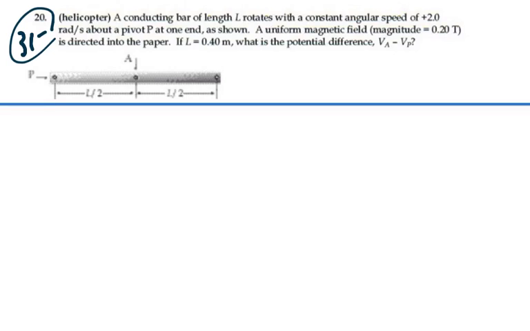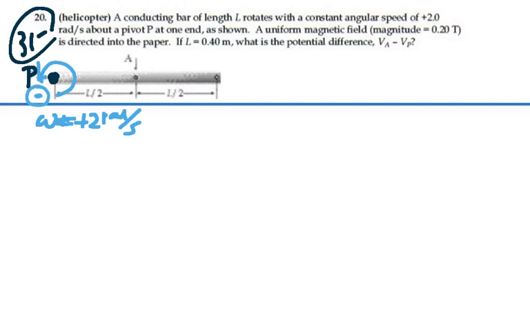Here's our pivot at point P, and we are moving with an angular velocity of +2 radians per second, which means that our angular velocity vector is coming out of the page in the positive z direction towards you, and we are rotating counterclockwise in that direction.